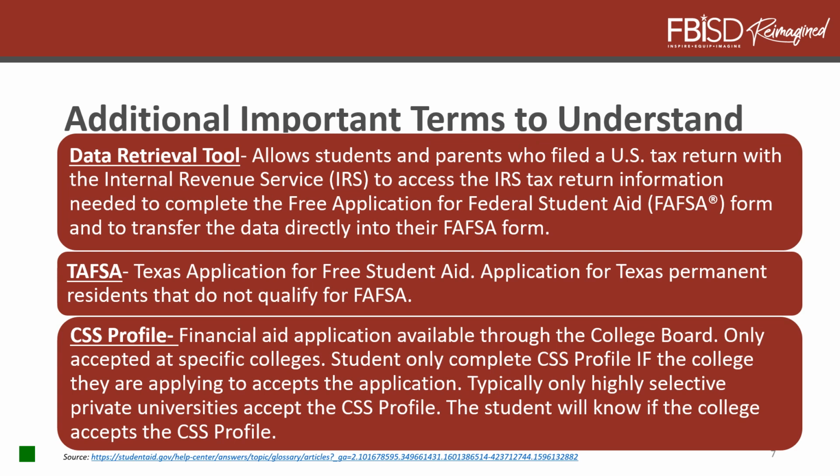The CSS profile is a financial aid application available through the College Board. Only specific universities will accept the CSS profile. Typically, colleges that accept the CSS profile are going to be your highly selective private universities. A student will know if the college accepts the CSS profile because during the financial aid process on the university website and with additional documents that the student needs to submit, it will specify that the student needs to complete the CSS profile.